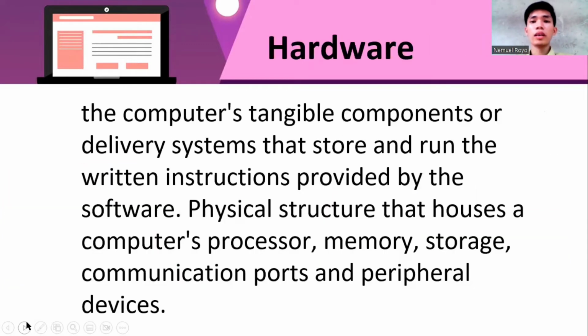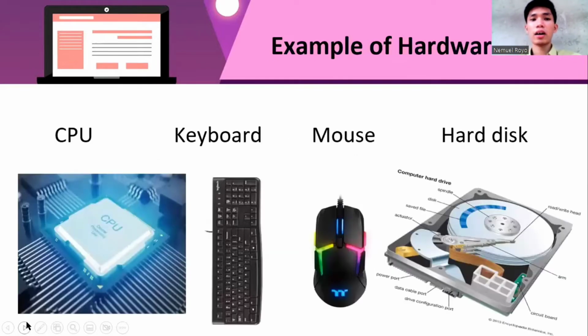And also, we have hardware. So what is hardware? Hardware is the tangible components or delivery systems that store and run the written instruction provided by the software. This is the physical structure that houses a computer processor, memory, storage, communication ports, and peripheral devices. So that is hardware.